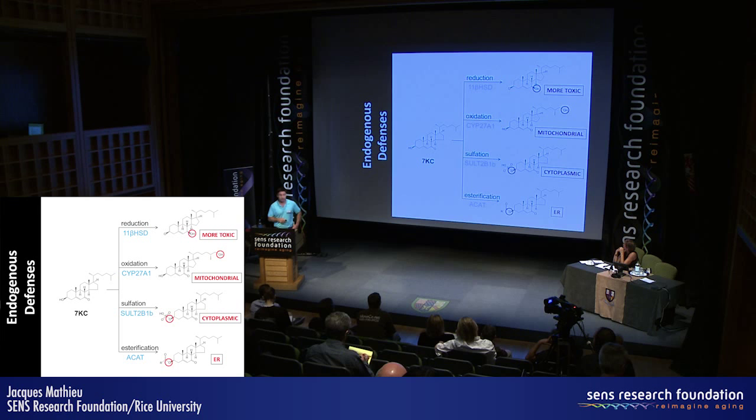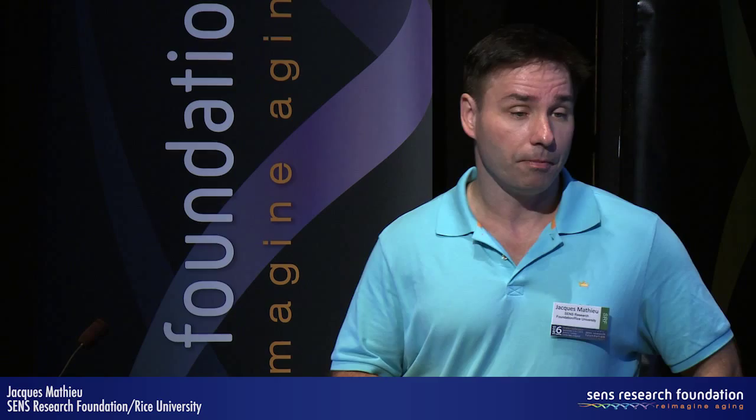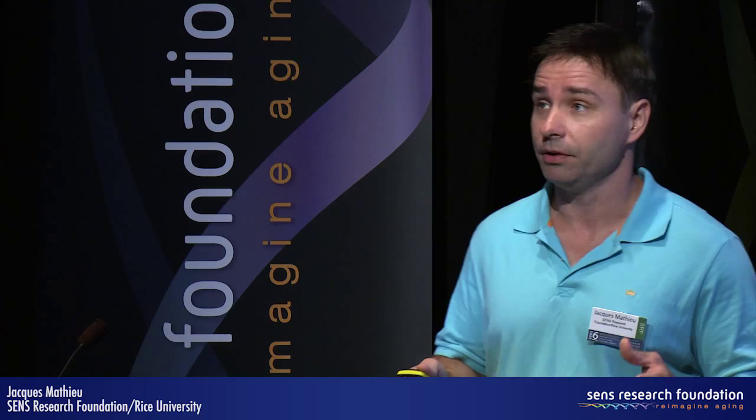which is why this enzyme is associated with heart disease. On the other hand, these enzymes here, such as CYP27A1, may completely detoxify 7-ketocholesterol by hydroxylation of the side chain or by sulfation or esterification. The problem with these particular enzymes here and why they're not completely protective against 7-ketocholesterol is because of their cellular location. The way 7-ketocholesterol, and most sterols, will enter the cell is they're associated with LDL.